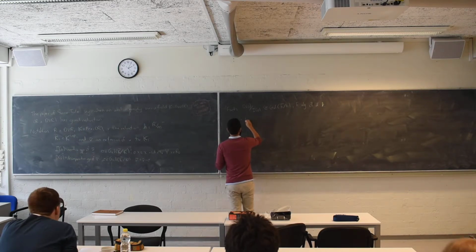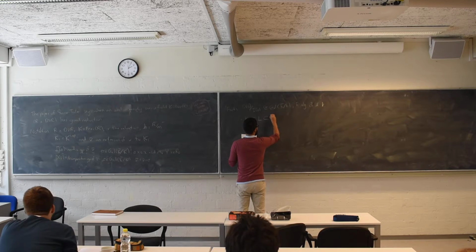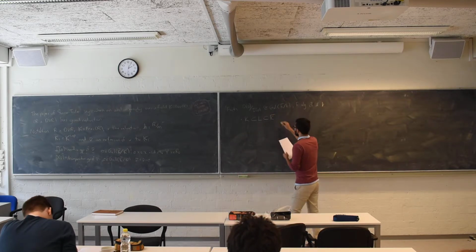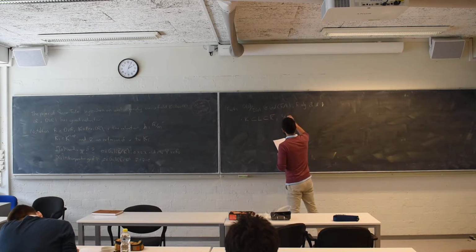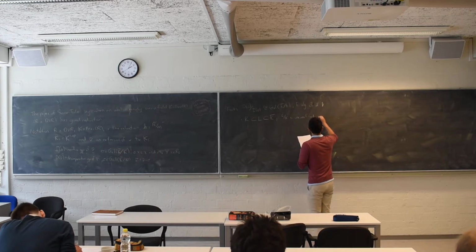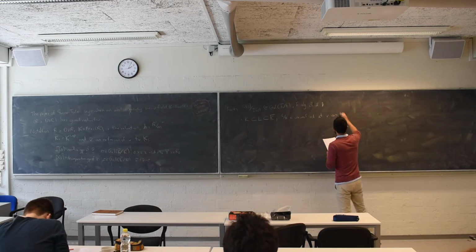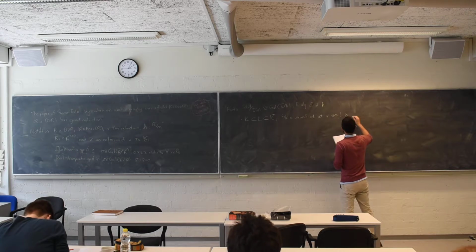If we have an extension, so we have K contained in L, contained in K bar, then we have that L over K is unramified at V if and only if L is fixed by the inertia group.